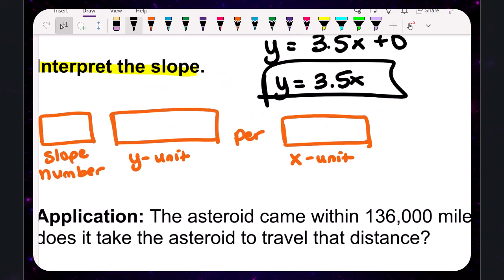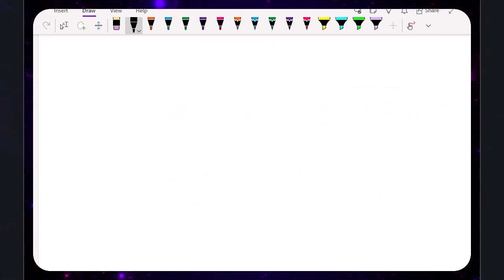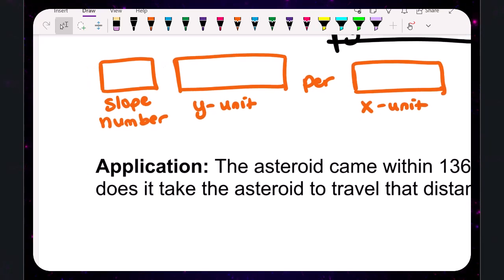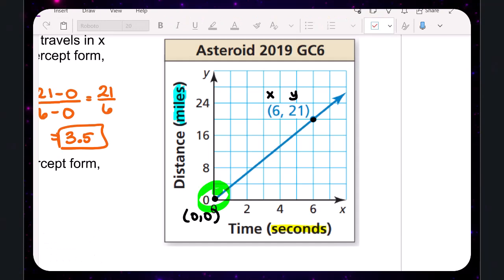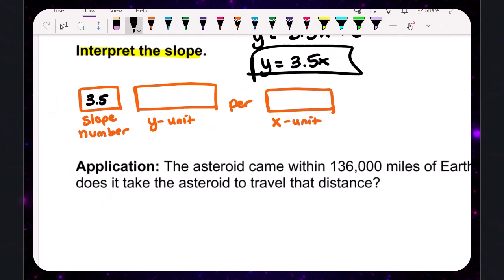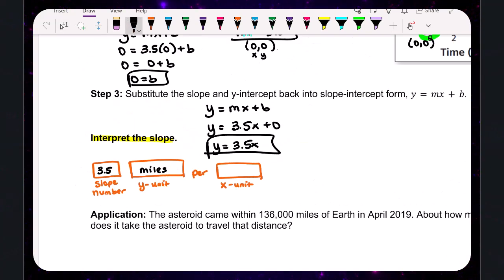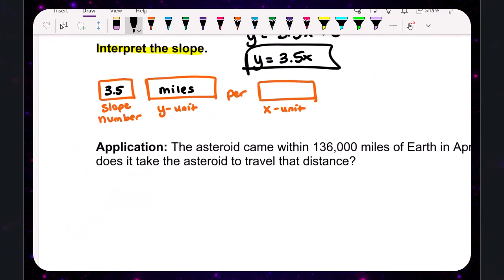So let's plug this in. So our slope was actually 3.5. So I'm going to put in the slope number, 3.5. It doesn't really mean anything yet until I put the units in there. So the y units, if you look at your graph, it's in miles. So I'm going to go over here and I'm going to say miles per, and look at your x-axis, and your unit would be seconds.